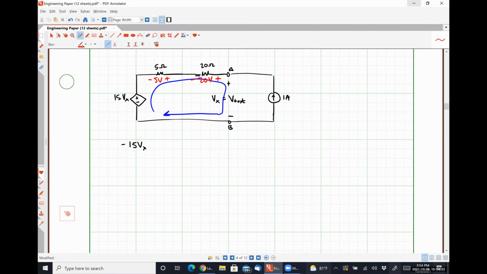Okay, so we're going to have negative 15 Vx minus 5 volts minus 20 volts plus Vx is equal to 0, which to me looks like negative 25 volts is equal to 14 Vx, and thus Vx has to be negative 14, no, sorry, negative 25 over 14.